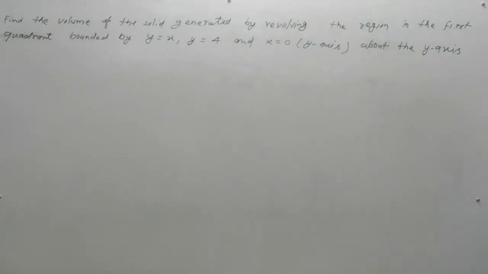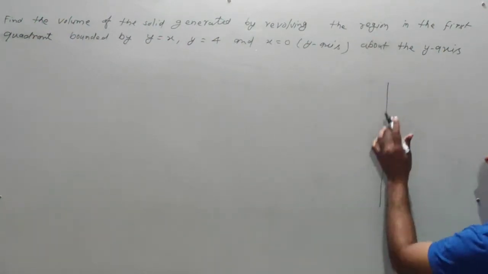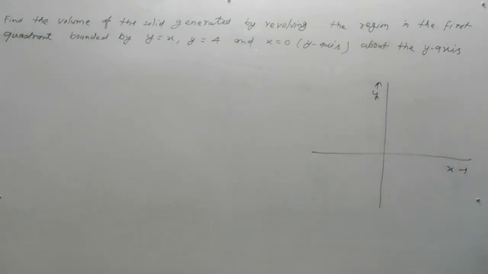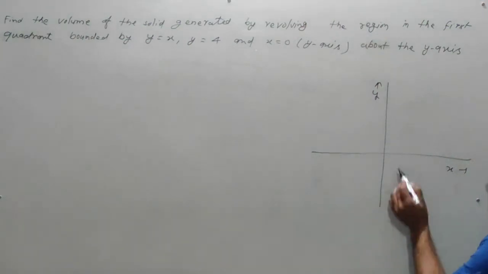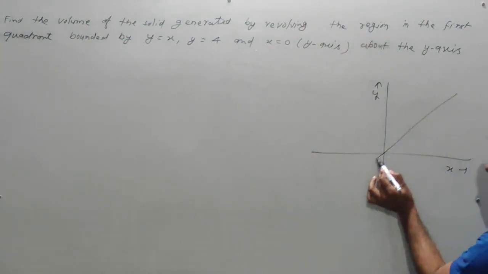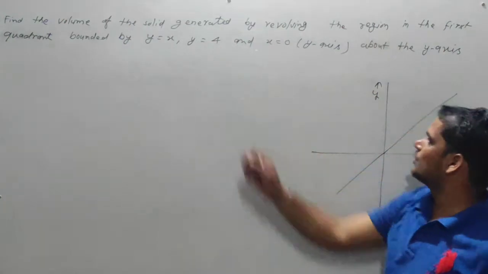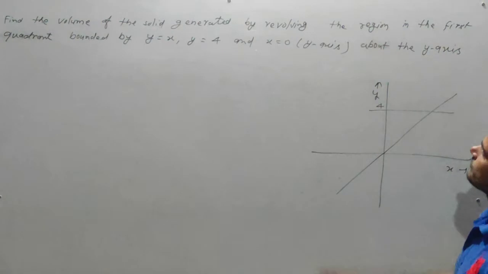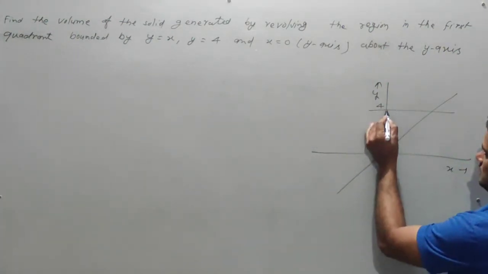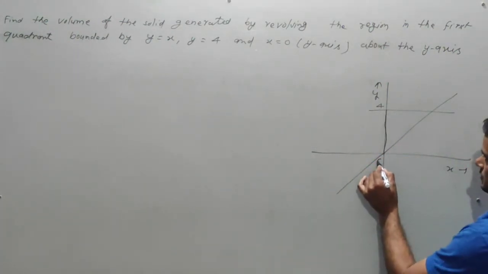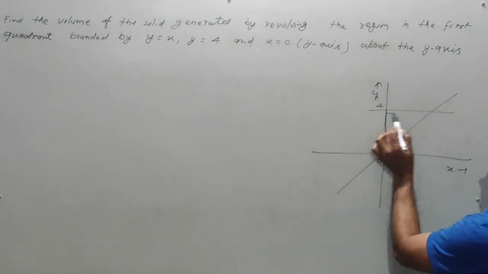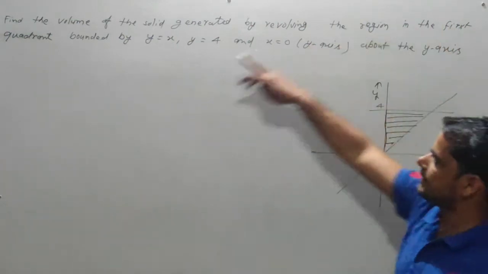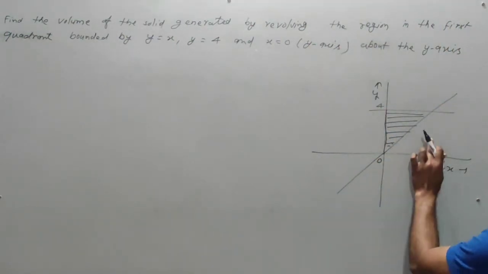First we will draw a diagram. This is the x-axis, this is the y-axis. And y is equal to x, this is the line y is equal to x. Y is equal to 4. This is the line x is equal to 0. This is the origin, and this is the region in the first quadrant.